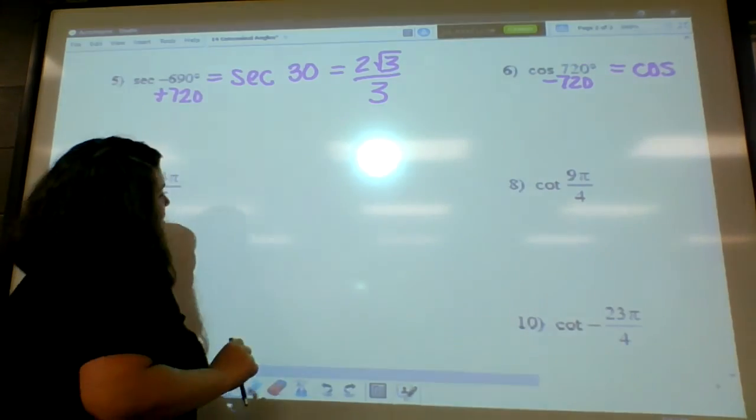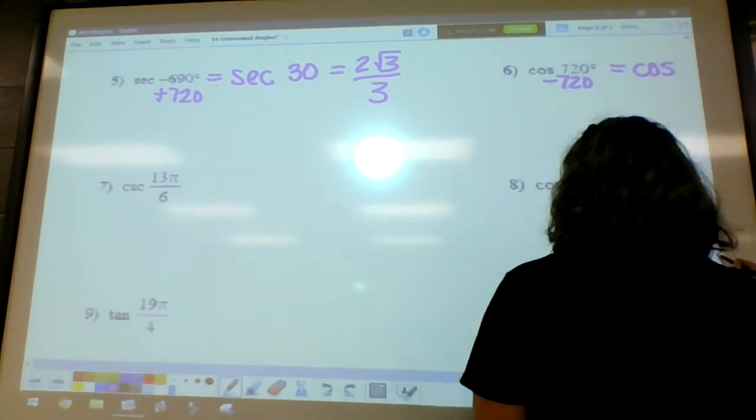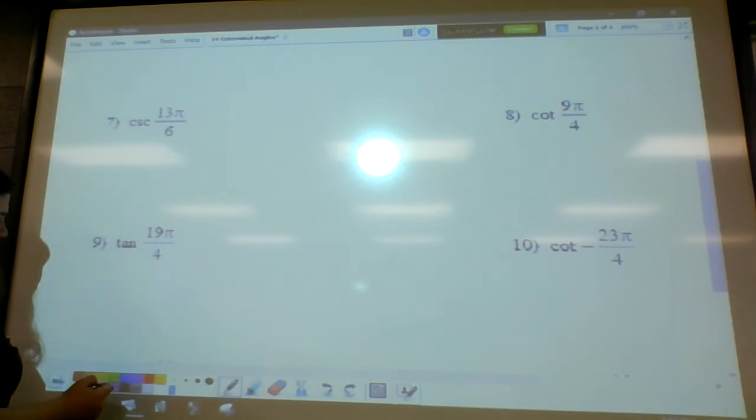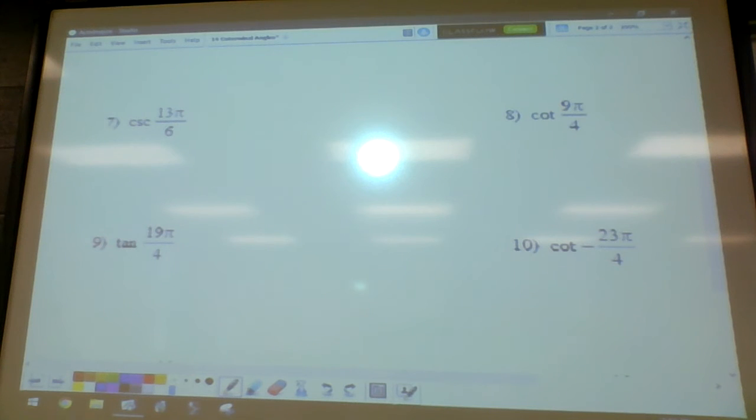All right, now let's do the same thing, but we're moving on to some radians. So cosecant 13 pi over 6, that is more than 2 pi. So that is not currently on my unit circle in one rotation. So we got to get it back. So what do we need to do with 13 pi over 6?